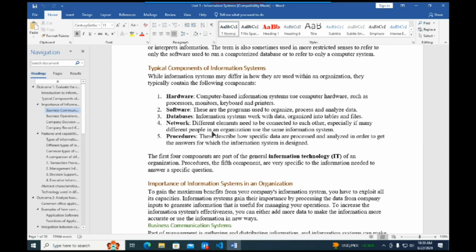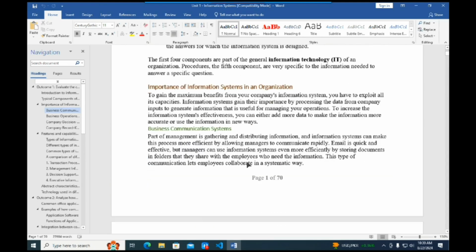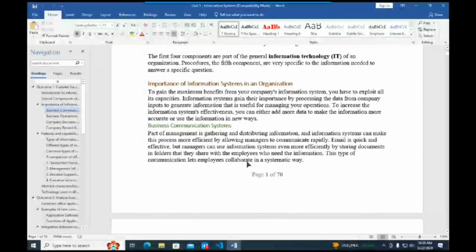So since we have known the components of information systems, why is it important? What is the importance of information systems in an organization? Why should an organization have an information system? For an organization to benefit optimally from an information system, you need to take advantage of all the capabilities of that information system.